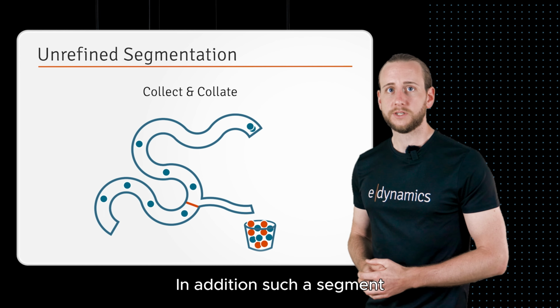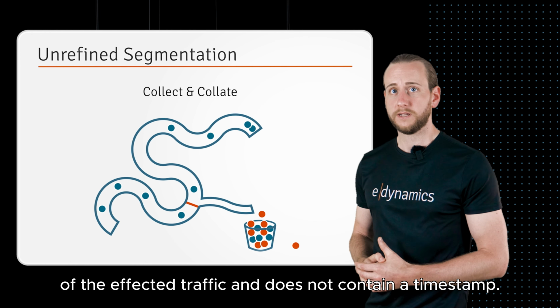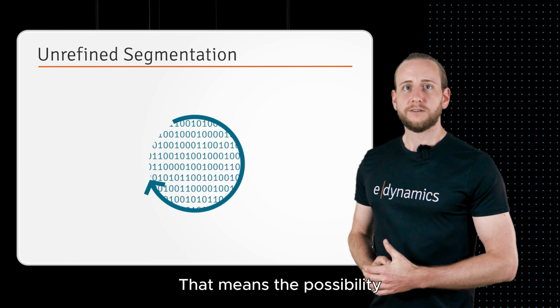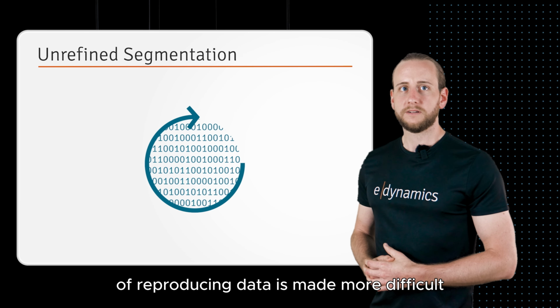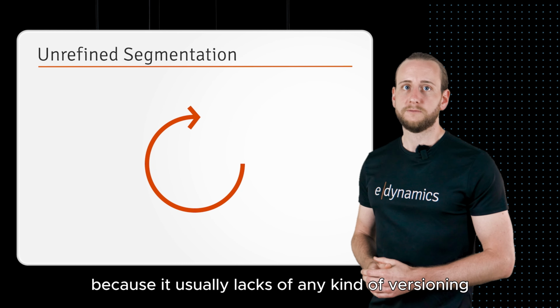In addition, such a segment usually only contains descriptive characteristics of the affected traffic and does not contain a timestamp. That means the possibility of reproducing data is made more difficult with each update of the segment, because it usually lacks any kind of versioning number.